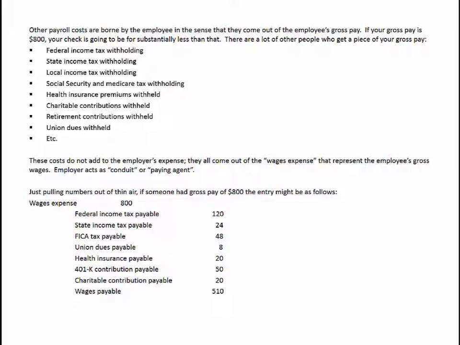So just pulling numbers out of thin air, if your gross pay is $800, you might have the following entry: wages expense for the gross pay, and then a whole list of payables in terms of who's going to get that $800. And basically whatever isn't given to the taxing authorities or to other parties is what's left for the employee, in this case $510 out of $800.